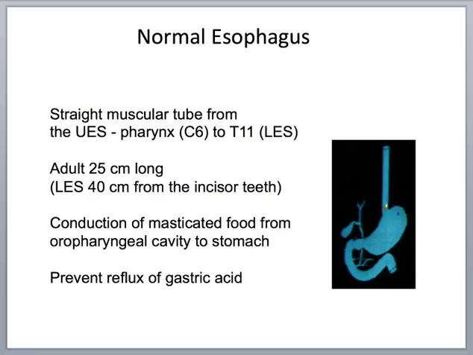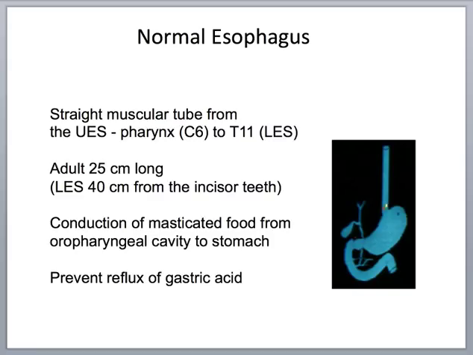So the first organ I'm going to talk about in relation to this case is the esophagus. The esophagus is a straight muscular tube that extends from the UES, upper esophageal sphincter, which is a functional sphincter located at the pharynx at around C6 of the vertebral column, and extends into the thoracic cavity to the lower esophageal sphincter, LES. Again, it's a functional sphincter, which is located radiographically at around T11, thoracic 11 vertebral bone.